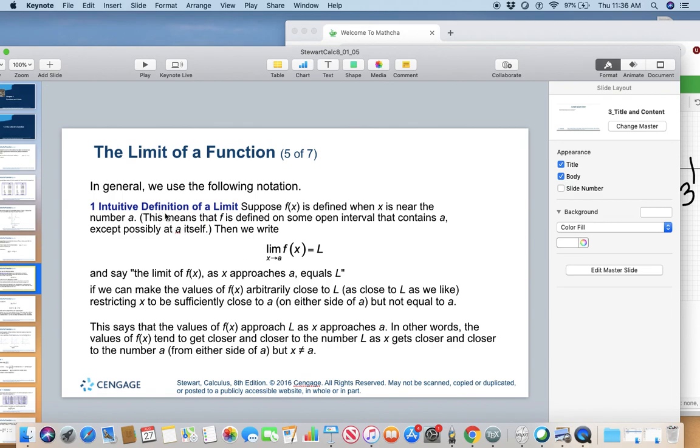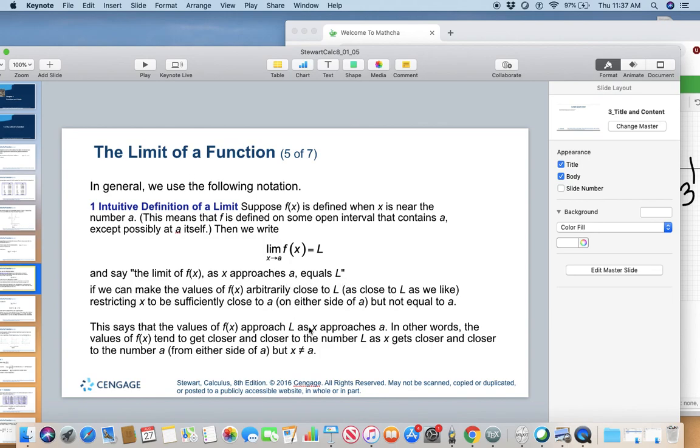So here is the intuitive definition of a limit. Suppose f(x) is defined when x is near number a. So you are worrying about being near a. F is defined on some open interval that contains a, except possibly at a itself. Then we write limit as x approaches a of f(x) is L. The limit of f(x) as x approaches a equals L.